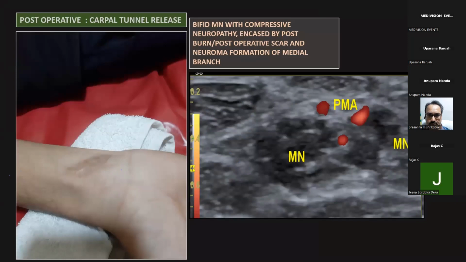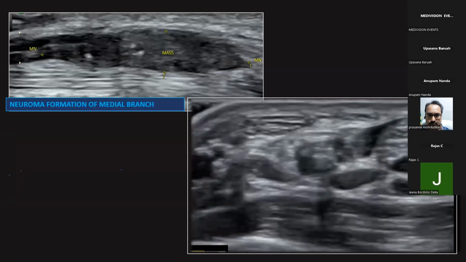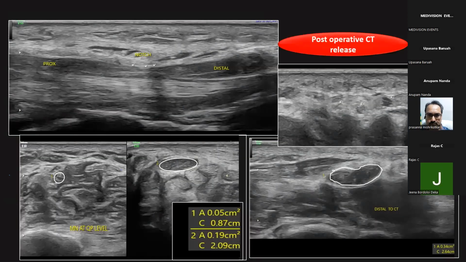This is a post-operative case. Even in post-operative cases we need to look very carefully, as there may be some complications. We can see it's a bifid nerve, and the medial branch of it is encased in scar and shows fibrous neuroma formation. In post-operative cases, we rarely see any change in the median nerve diameter, or thickening, or compression, or the notch sign. Even the diameter is increased in the distal part of the median nerve.